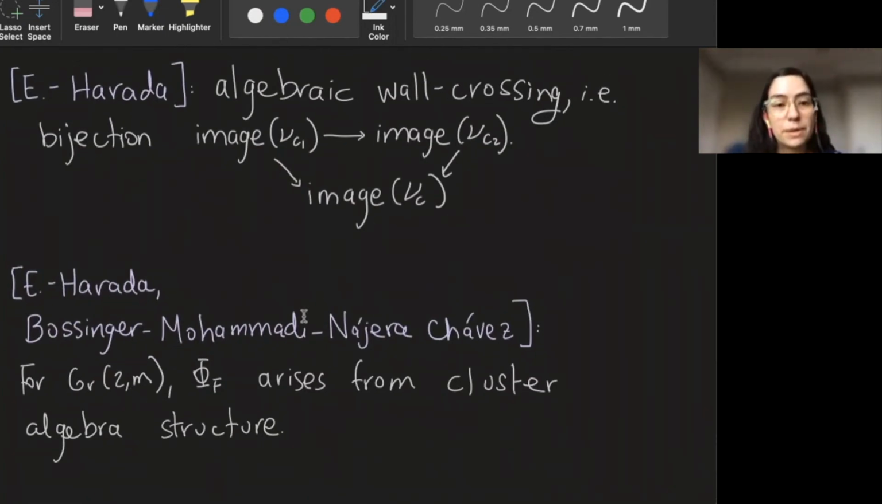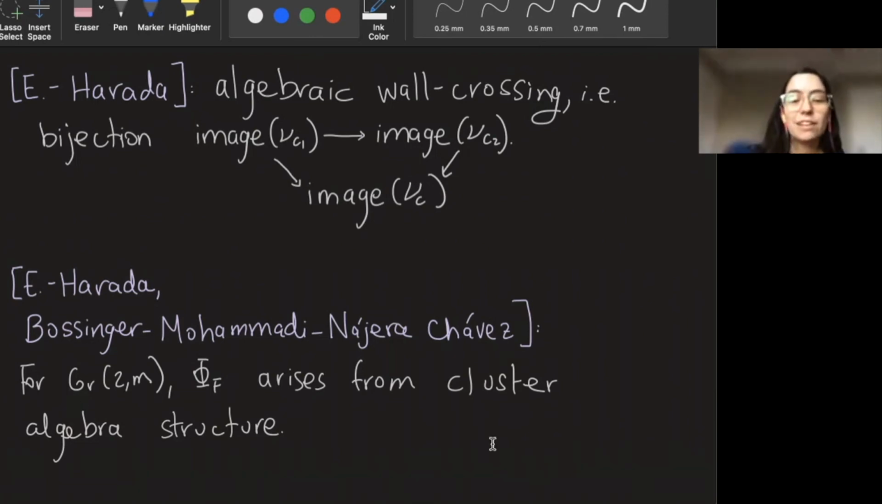And for Gr(2,4), we notice, and there are different levels to notice this, and maybe I should take you back to the example after I give this remark. But for Gr(2,4), the flip map, the geometric flip map, arises from the cluster algebra structure of the Grassmannian. And I'll show you what I mean, well, what Megumi and I meant in our paper.